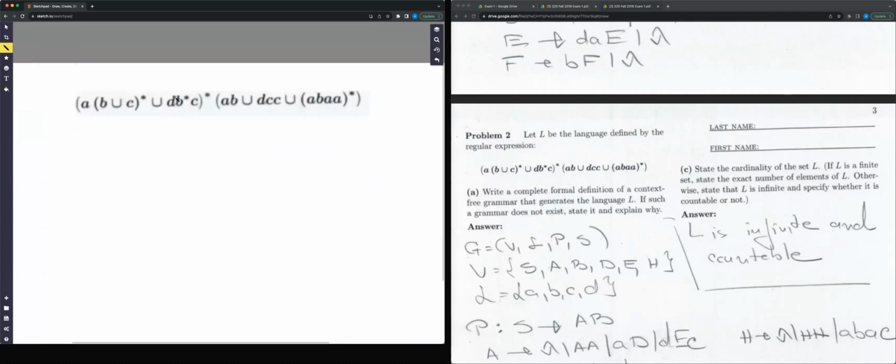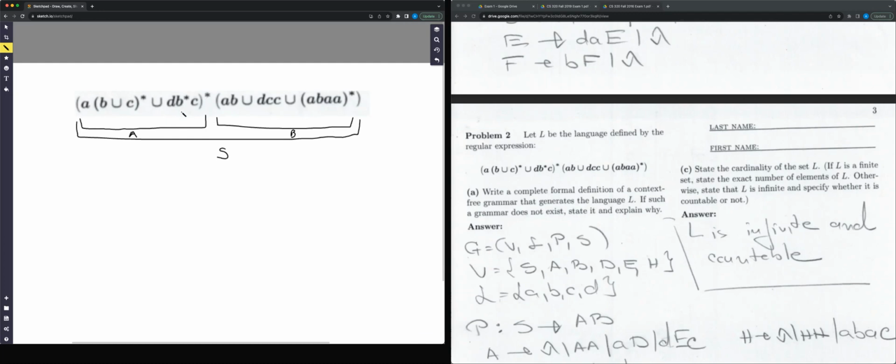Okay. So let's break it down. So first thing is S, right? Our goal for S is to create this, but this is too complicated. I see that there's a star here. So let me break it down right here. Let's say A is going to handle all of this. And B is going to handle all of this. And then all S is going to do is take the A and the B and combine them together.